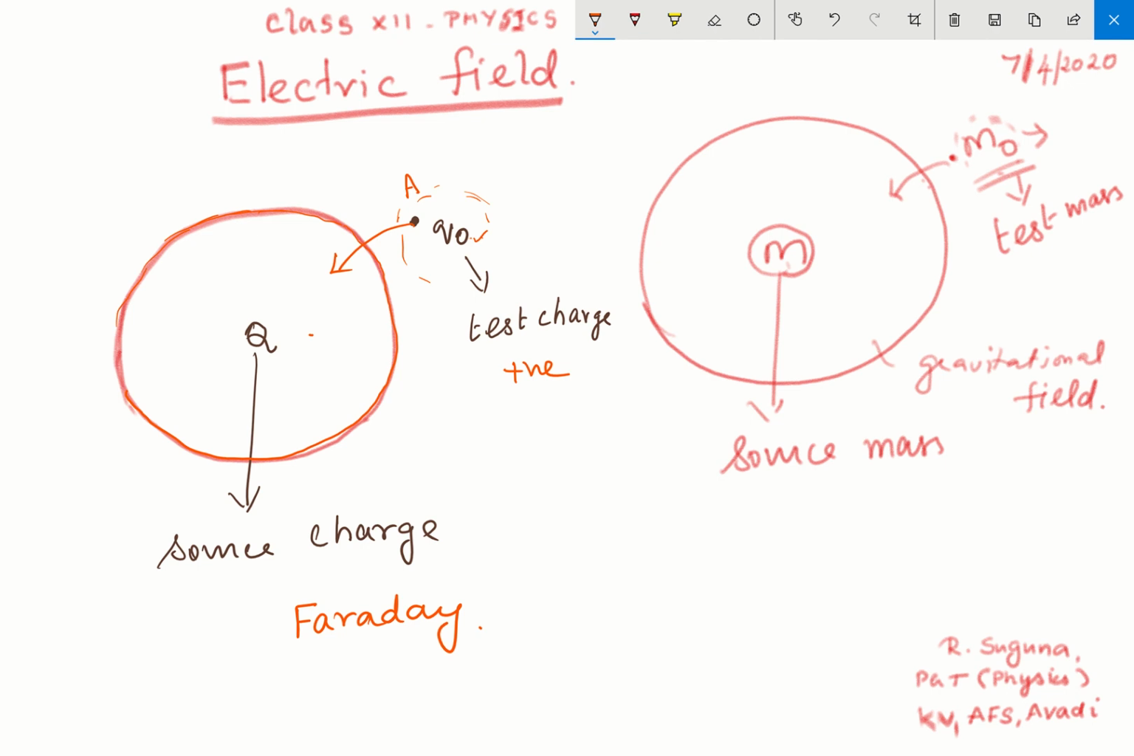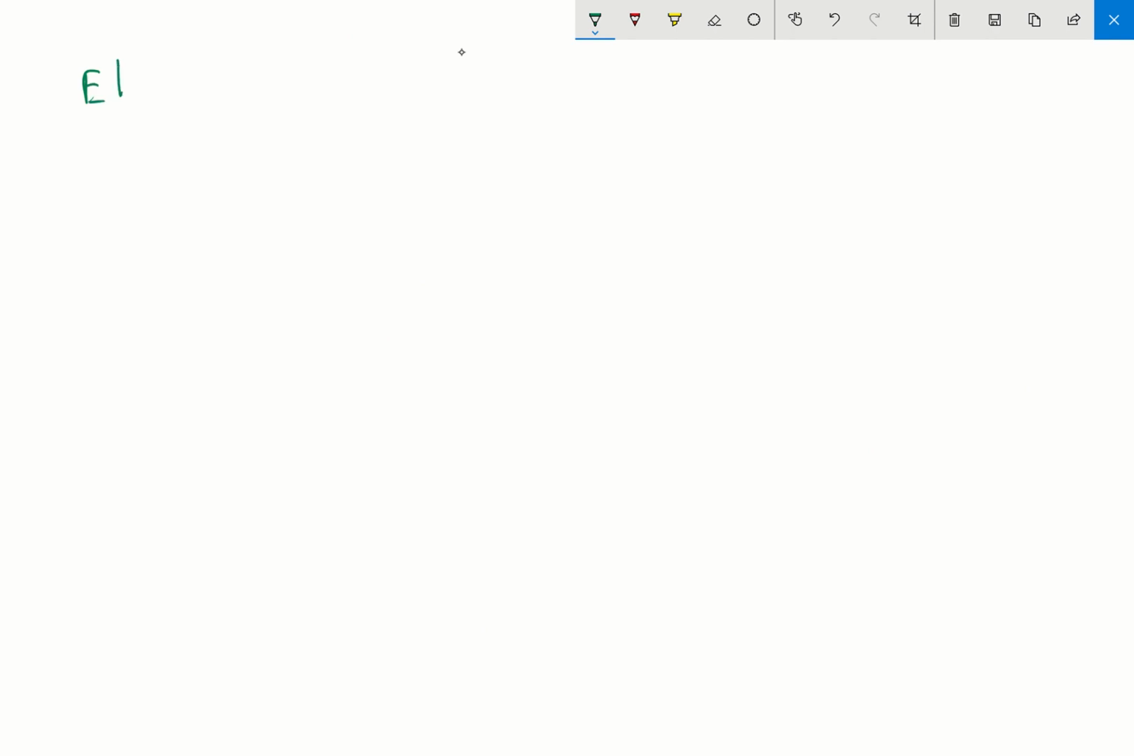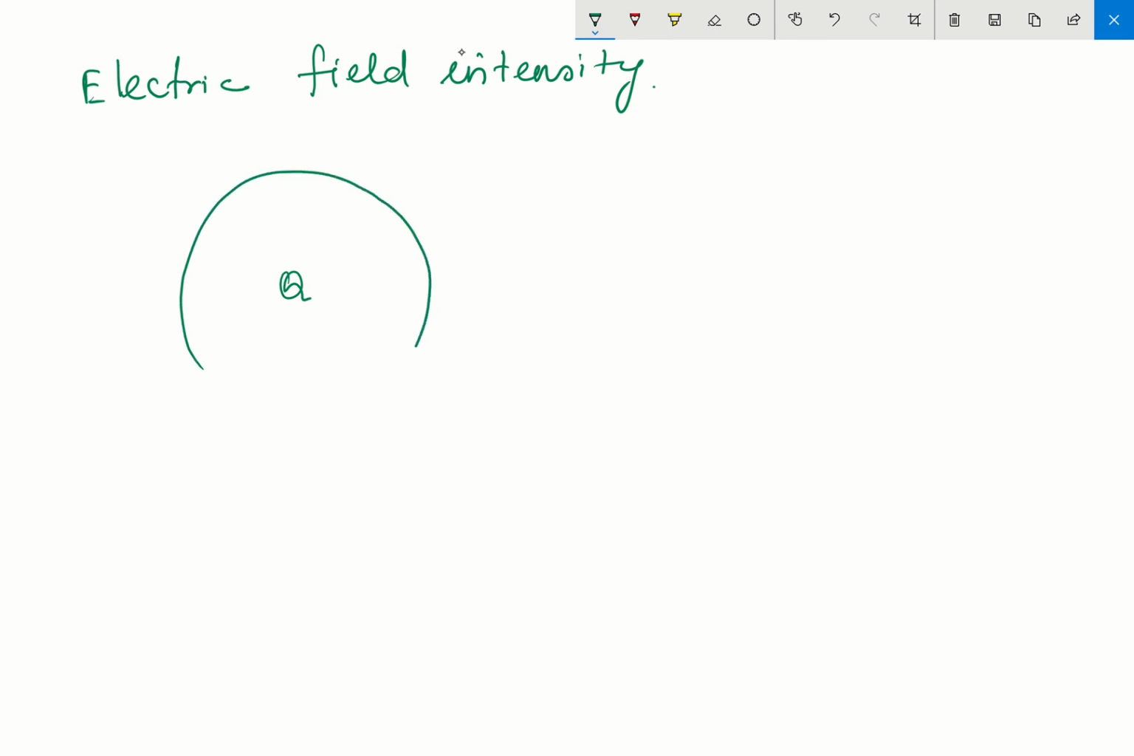Now the next one is, what is electric field intensity? See, just now I told you what a charge is. This is the source charge. It is producing an electric field. And this is my test charge here.